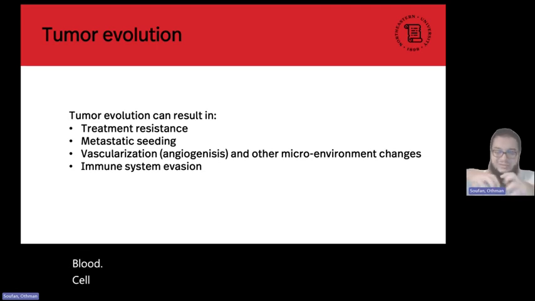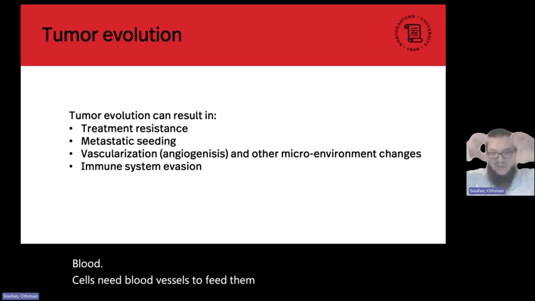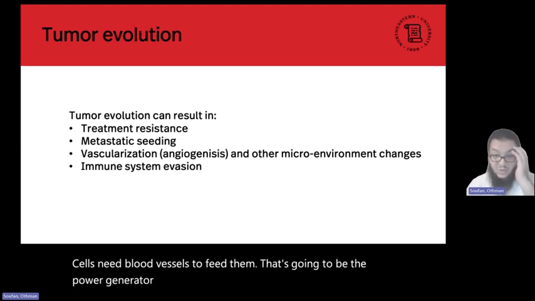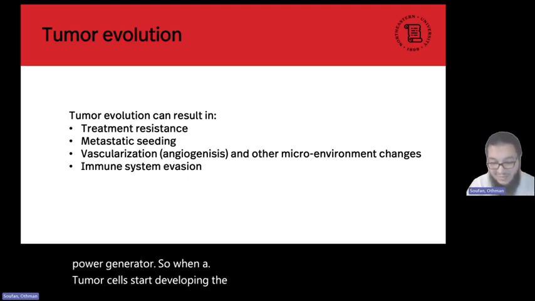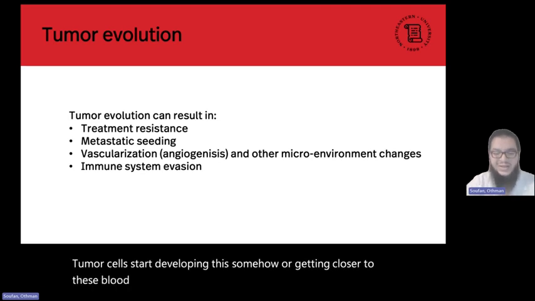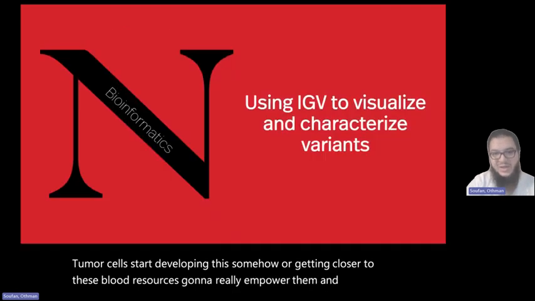Cells need blood vessels to feed them. That's going to be the power generator. So when tumor cells start developing this somehow or getting closer to these blood resources, it's going to really empower them and make the spread much easier.